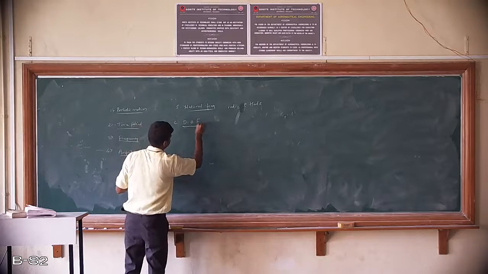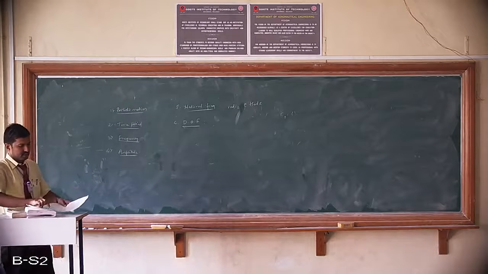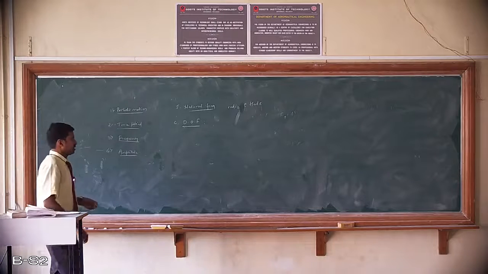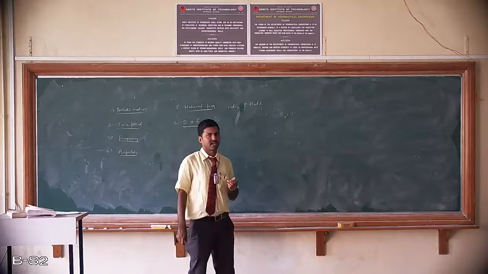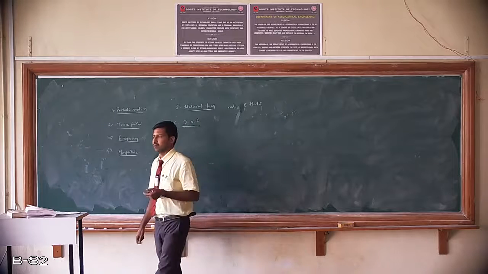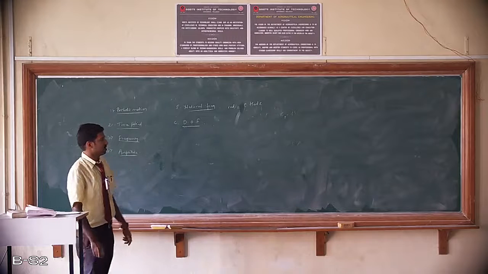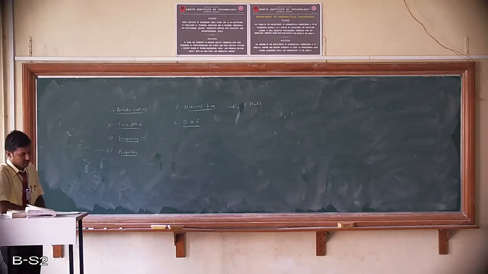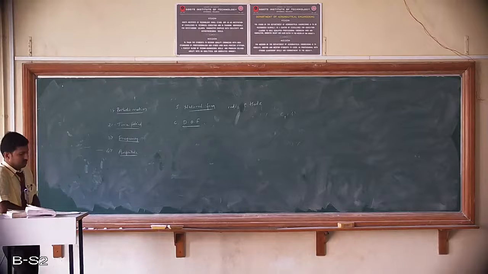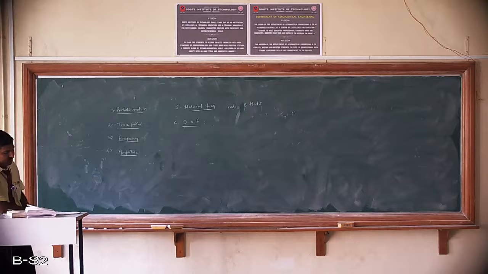Degree of freedom we have discussed many times while solving the problems. So what is the definition of degree of freedom? The minimum number of independent parameters which are required to describe the position of an entity completely in space is known as degree of freedom, or the minimum number of independent coordinates required to specify the motion of a system at any instant is known as degree of freedom.